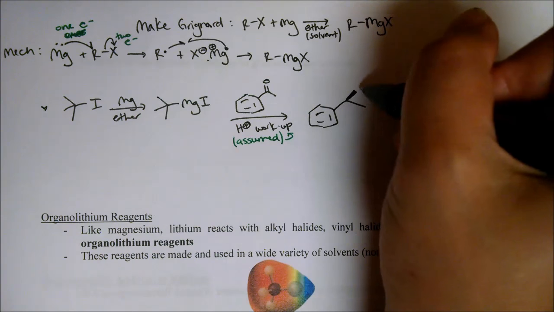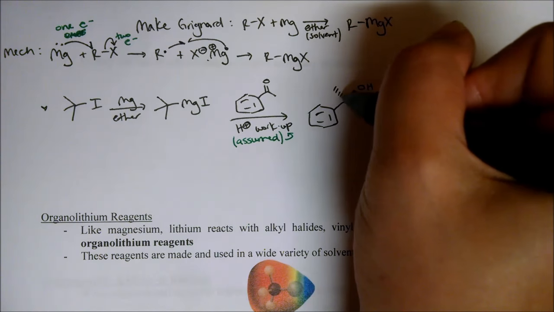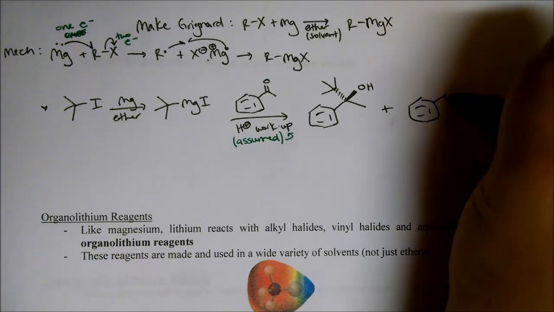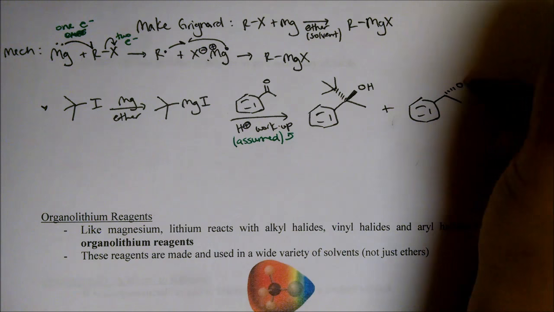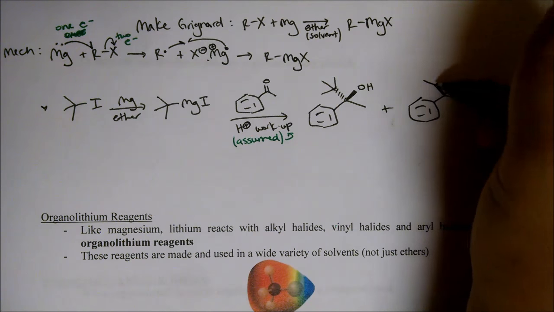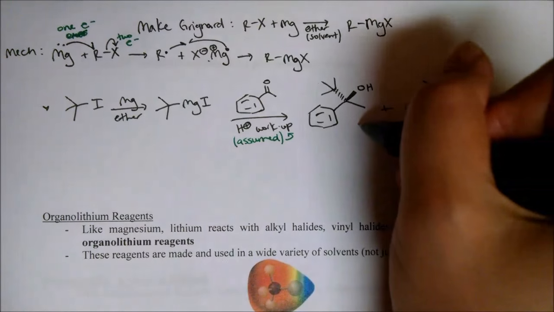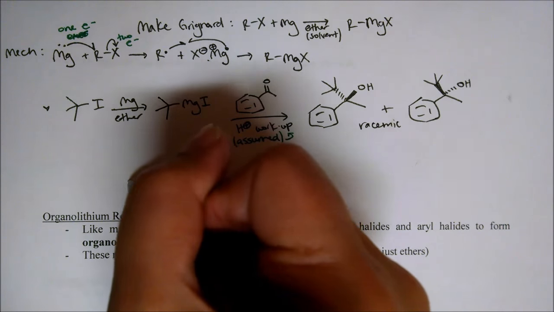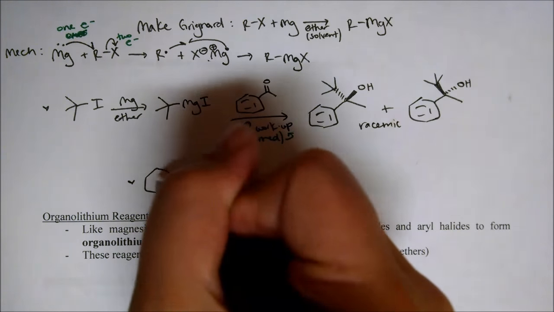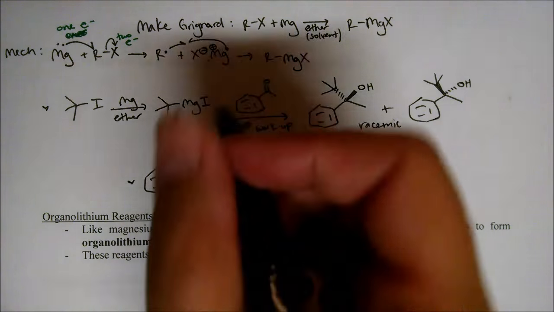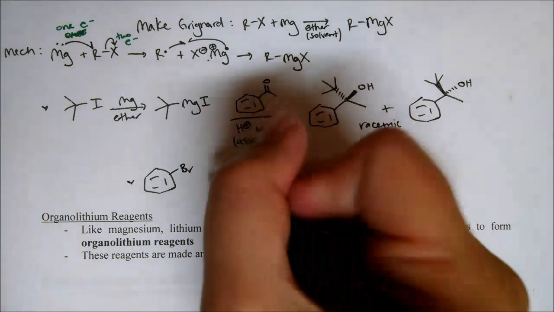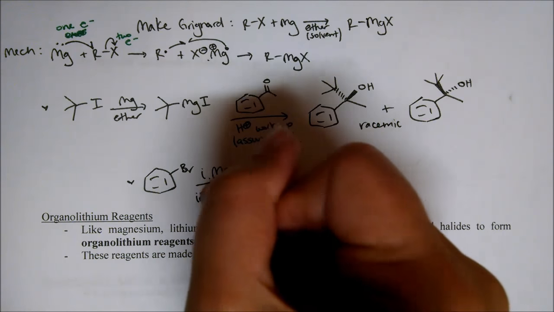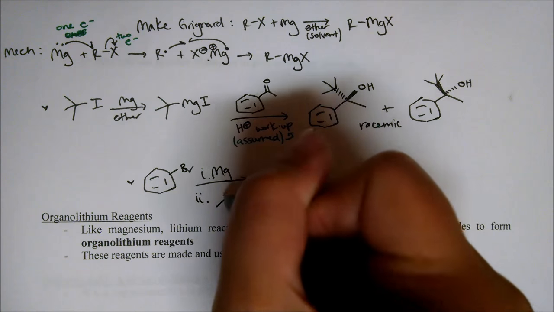So here we're going to attack from the back, and here we're going to attack from the front. Racemic. We can also write this as a two-stepper, but one pot. We can isolate this intermediate, or we can just do it all in one pot. This is normally how it's written. Just throw in our magnesium, and then an hour later, we throw in our electrophile.